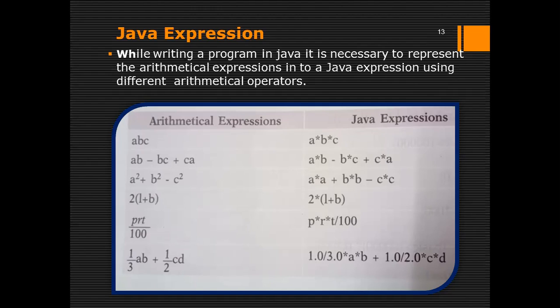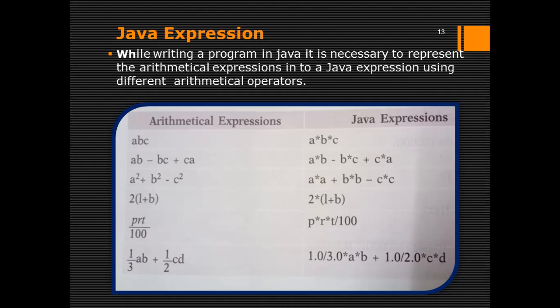Similarly, look at example number 3. A square plus B square minus C square. Again, Java doesn't understand this concept of square. So you have to write it as A into A plus B into B minus C into C.